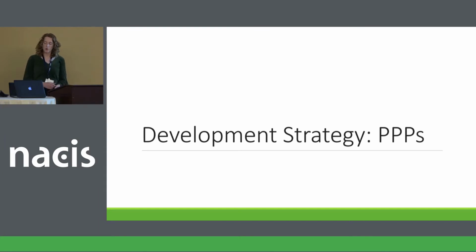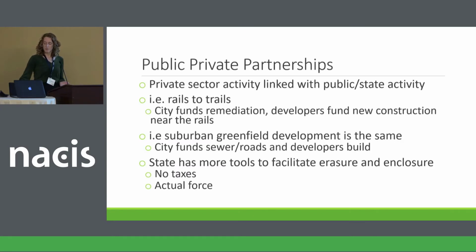I'm only going to focus on one development strategy, but the database that I'm going to use to go through this could be used to explore a lot of different strategies. So we're going to start with public-private partnerships. Public-private partnerships are where the private sector and real estate developers pair up with the public sector to accomplish some sort of project. A really common example are Rails to Trails initiatives, where the government will remediate a site and then a developer will develop near it.